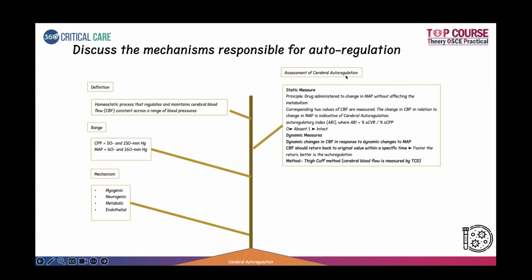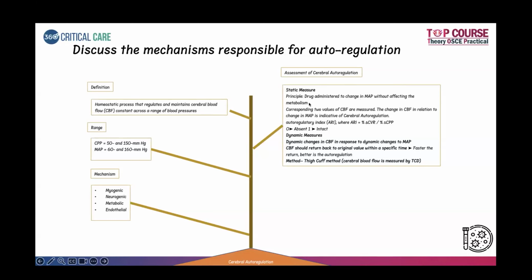Now, assessment of autoregulation. This can be a question. It is a complicated physiological understanding. There are two measures. We call them a static measure and a dynamic measure. The static measure is drug administration to change the MAP without affecting the metabolism.